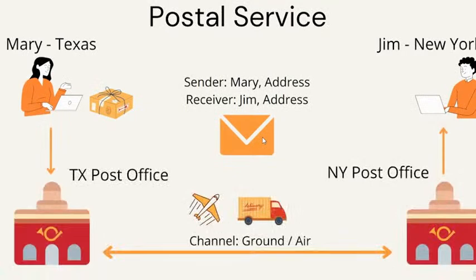In this example, our friend Mary is located in Texas. She wants to send a package to her friend Jim, who lives in New York. What does Mary do? Mary packs a package, adds her name and address, and also adds Jim's name and address, and heads to the post office. The team at the local post office accepts this package and selects appropriate channel, such as ground, air, and sends the package to Jim's post office. Once the package is received by Jim's post office, it's delivered to Jim's house.